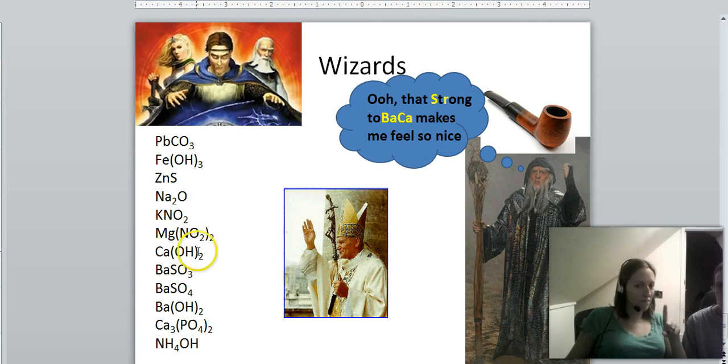Calcium hydroxide is soluble because this is the hydroxide wizard who's typically evil becoming good because he's smoking. Barium sulfite, that's a wizard, so that's insoluble, but barium sulfate, that's Queen Sulfate with barium tobacco, so this is insoluble again. Barium hydroxide, the evil hydroxide wizard overcome by niceness, so that's soluble. The phosphate and calcium, that's insoluble, and then here's a pope, so that's soluble.